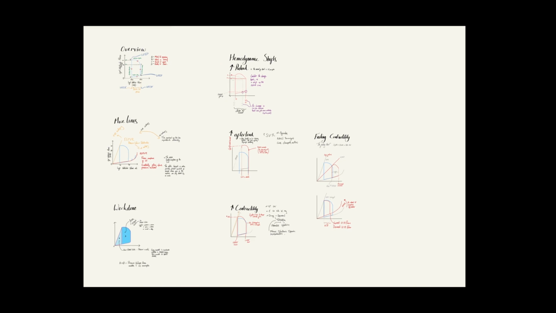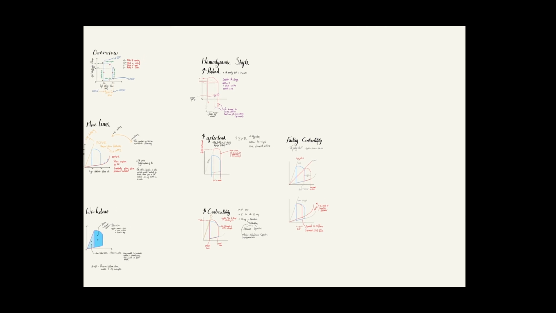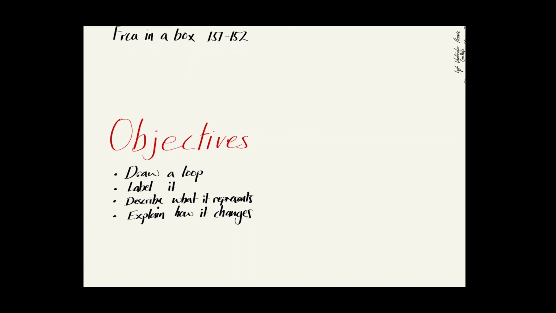So that is everything about left ventricular pressure volume loops. I hope I've achieved those learning objectives. We've drawn a loop, we've labelled it, we've described what it represents, and we've explained how it changes.